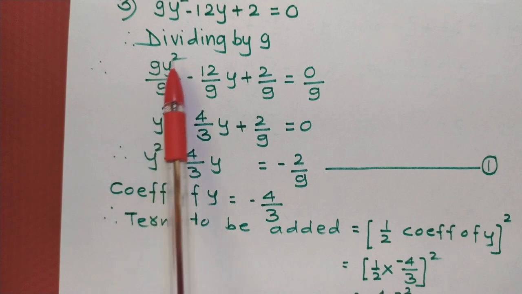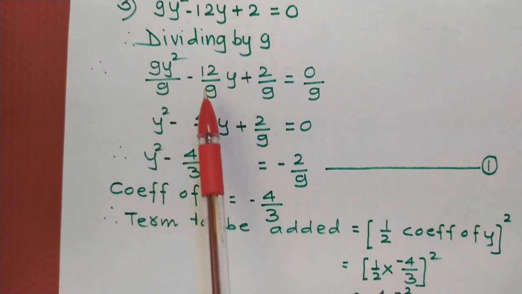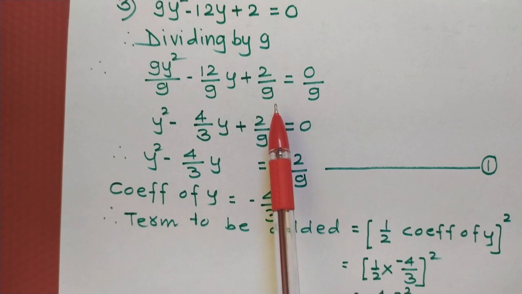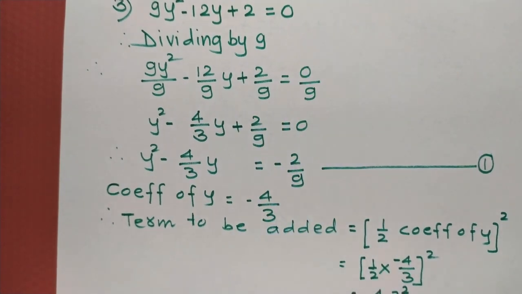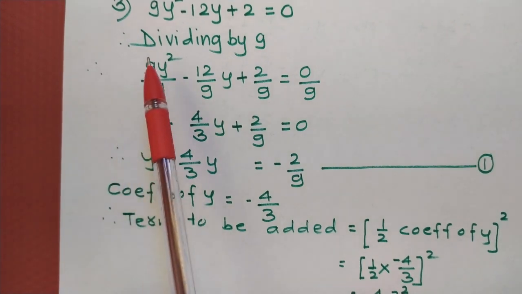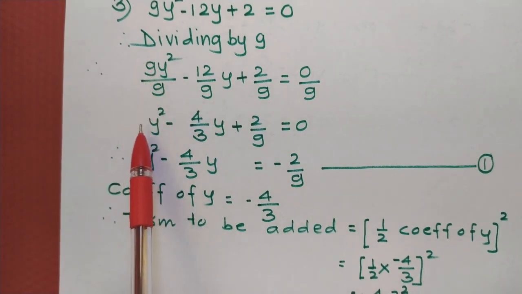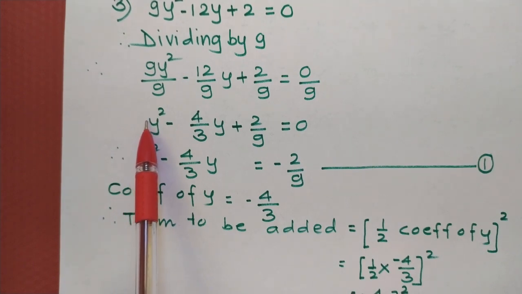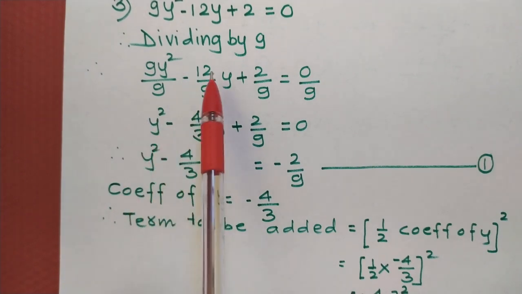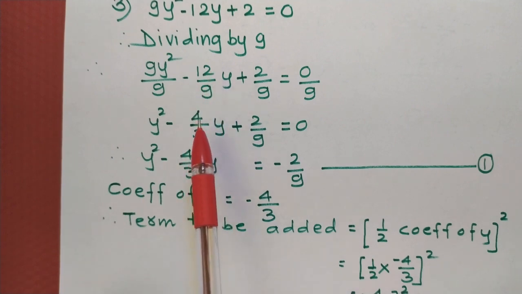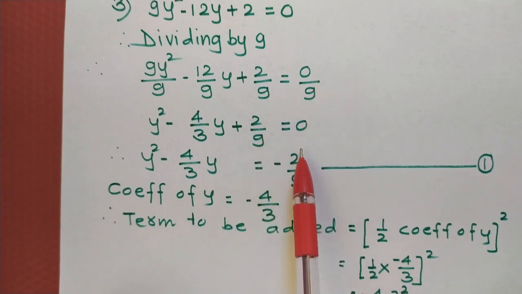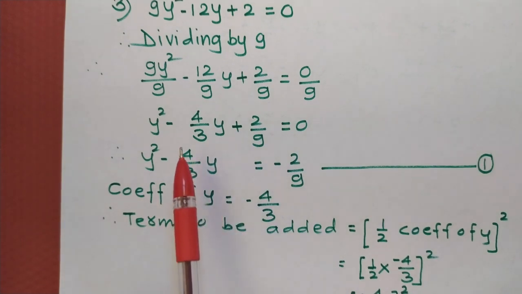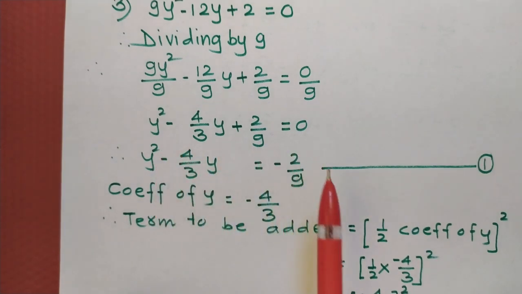So here it is 9y square upon 9 minus 12 upon 9 plus 2 upon 9 is equal to 0 upon 9. So after simplification, what do you have? The 9 here gets cancelled. So now we have the coefficient of the square term as 1, minus 12 upon 9 after simplification becomes 4 upon 3 y, plus 2 upon 9 is equal to 0 upon 9, which will be 0. So here the equation is in our required form.